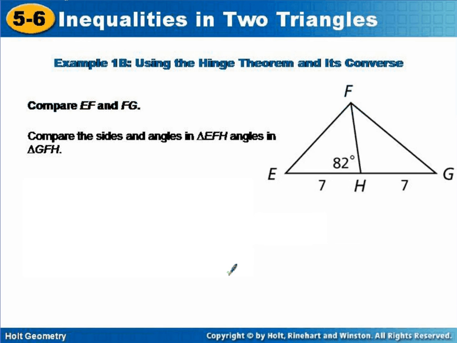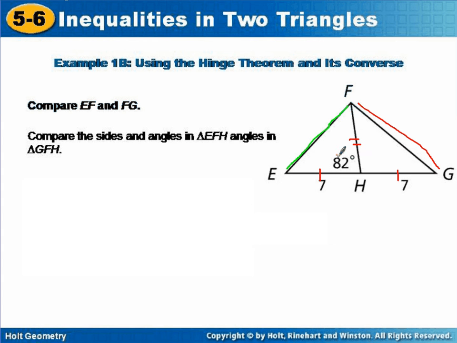Okay, now this one you will need to complete on a separate sheet of paper. Compare sides EF and FG. First of all, we know that these two sides are equal to each other. They're both 7. And we know that this side is equal to itself. I'll just mark it. Okay, so we have two sides in two different triangles that are equal to each other.